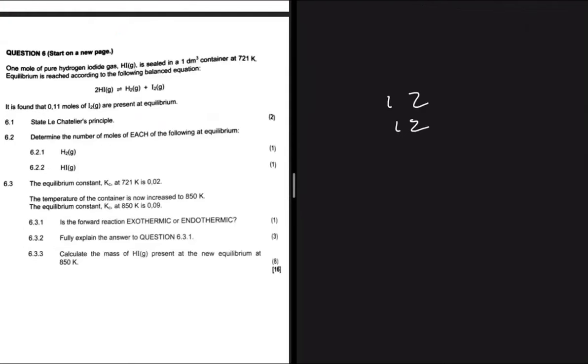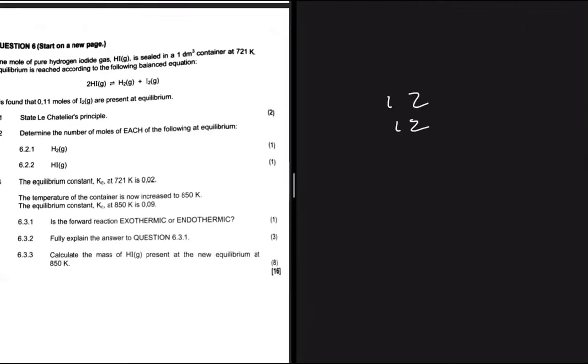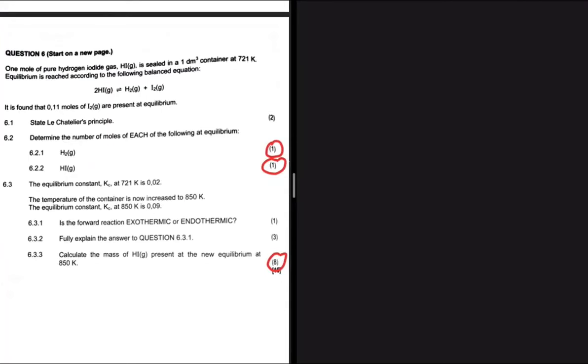There's a lot of weird things in this question. For instance, 6.2.1, we have 1 mark being awarded, and 6.2.2, that is still the case. But 6.3.3 is out of 8 marks. It doesn't make any sense. Let me show you why I'm saying that. So 6.1, we are asked to state Le Chatelier's principle. What it essentially says is that if an equilibrium is disturbed, then the system will favor the reaction that opposes that disturbance, right, in an attempt to reinstate a new equilibrium, right? So that is 6.1.